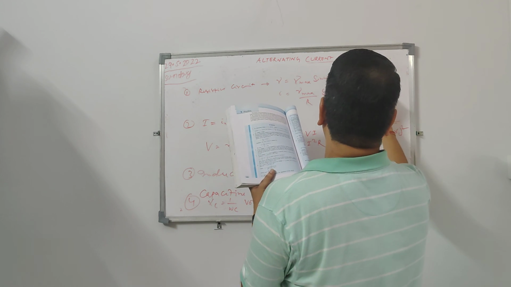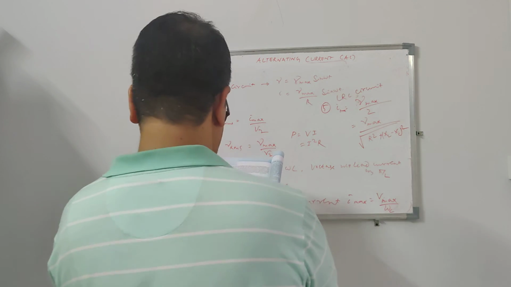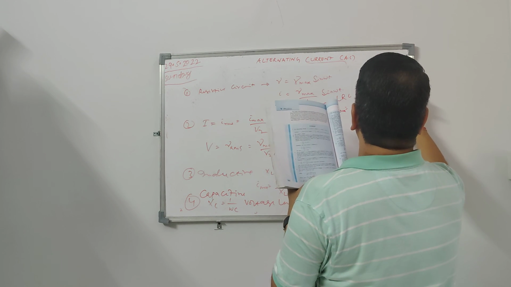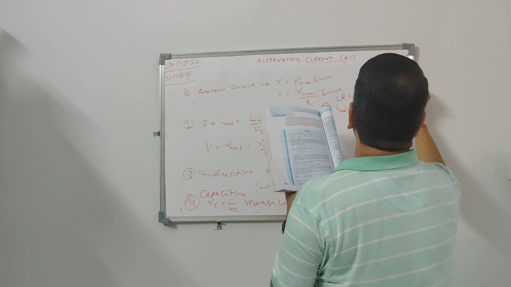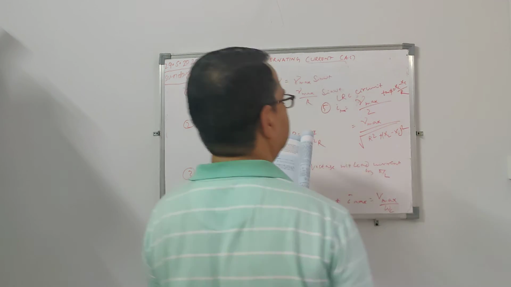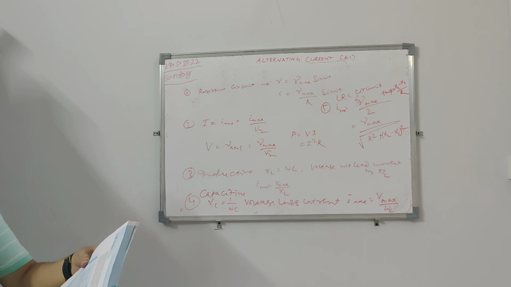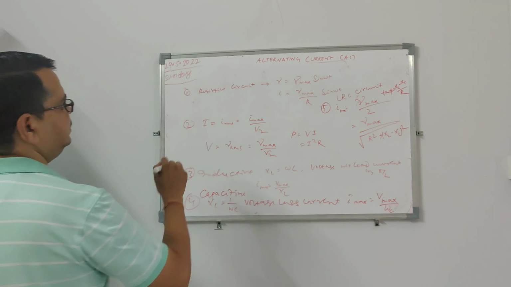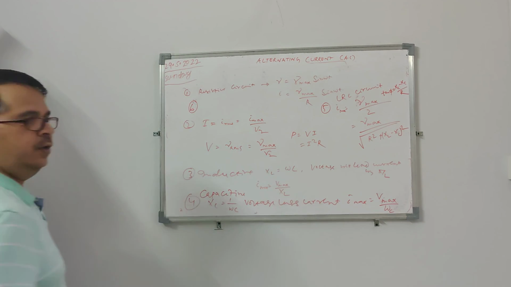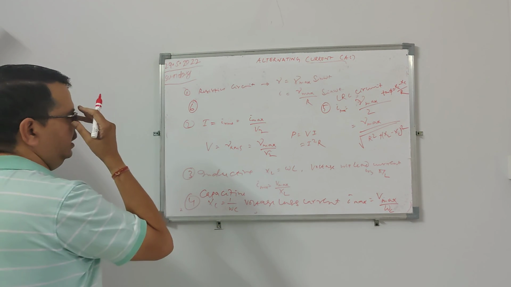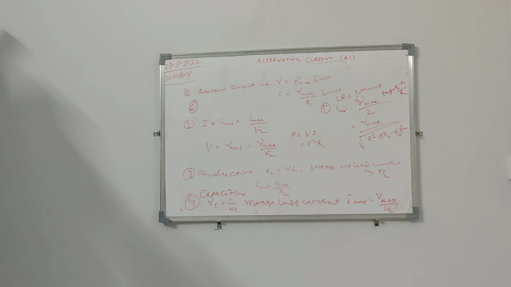Then phase angle. In an LRC circuit there is something called phase angle, which is equal to XL minus XC by R. So that is the takeaway of the LRC circuit. Another takeaway: in a purely inductive or capacitive circuit, the phase angle is 90. So wattless current. That's why cos phi is equal to 0.